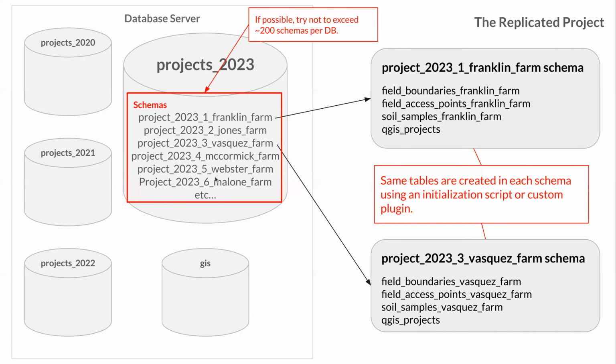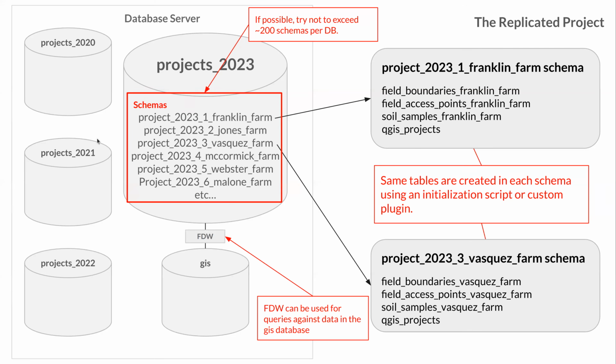So this is a nice way of doing it, but what if we need to do any type of spatial functions with the data that's sitting in the GIS database? There's a couple of options there. One, we can do something called a foreign data wrapper, where we actually load data from the GIS database into the projects database and have it look and feel and act just like it exists within that database. Then we can run spatial functions against it.